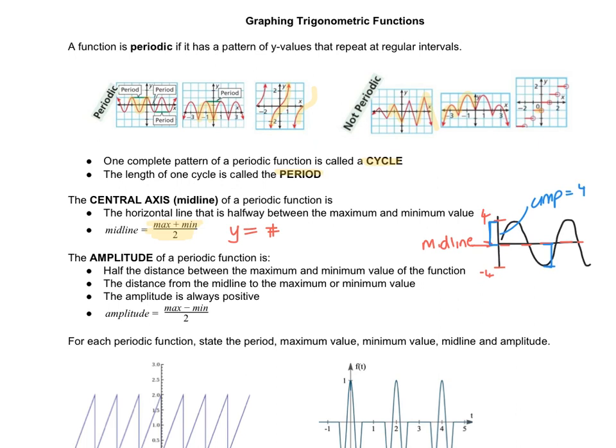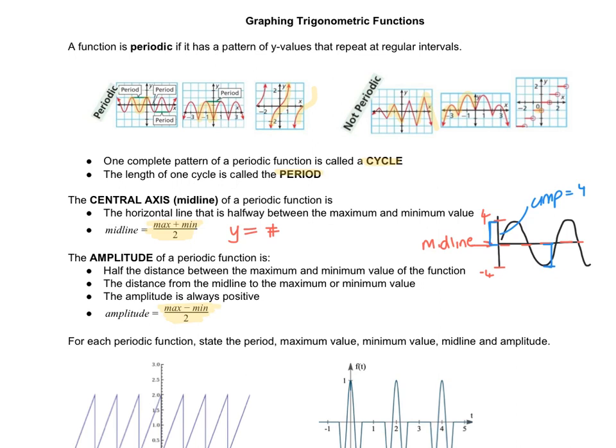And if my numbers aren't so nice, I can calculate the amplitude by subtracting my max and min, which will give me the distance from the max to the min, and then cut it in half. So max minus min divided by 2. What's good to know about the amplitude is that it is always going to be positive because it is a distance, and we can't have a negative distance.